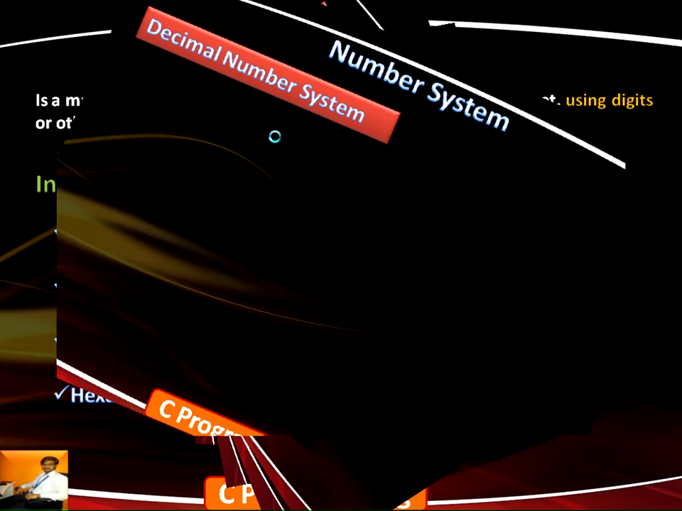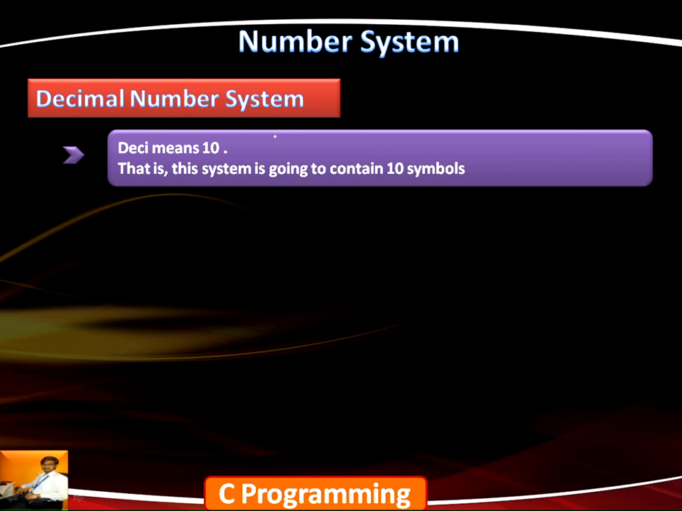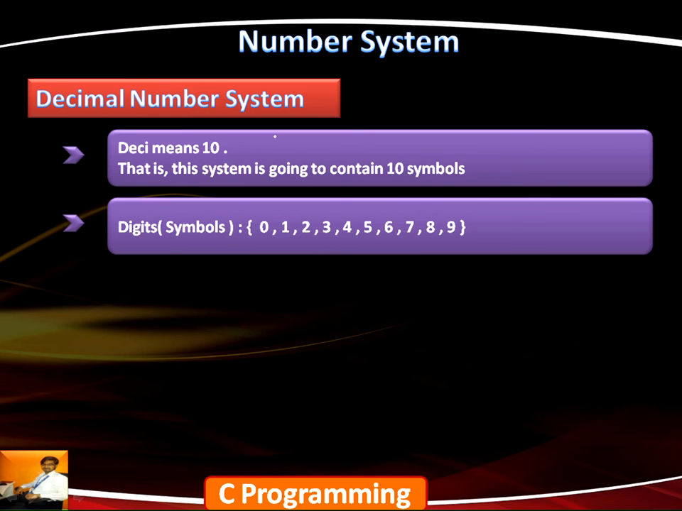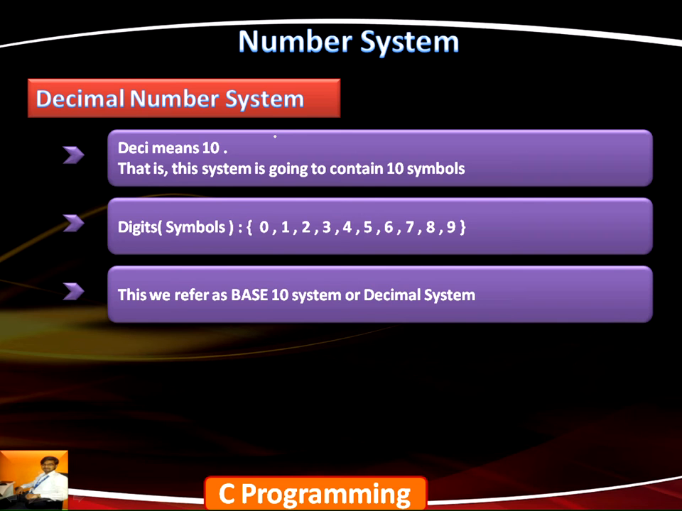Let us look into the decimal number system. Deci means 10, that is, it contains 10 symbols or 10 digits, from 0 to 9. As there are 10 digits, we call it the base 10 system or decimal system. Just as seconds use 60 values, minutes use 60 values, and hours use 24, decimal numbers use 10 digits to write the values.